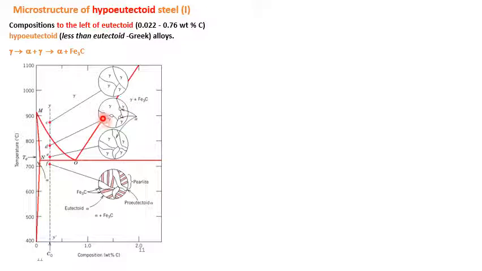As the alpha ferrite starts nucleating at the grain boundary and the temperature decreases, it will grow further, and once it crosses the eutectoid temperature, whatever austenite is present will transform to pearlite. Pearlite is a lamellar structure of alpha ferrite and Fe3C. You can see here the nucleation of alpha ferrite at the grain boundary of austenite.